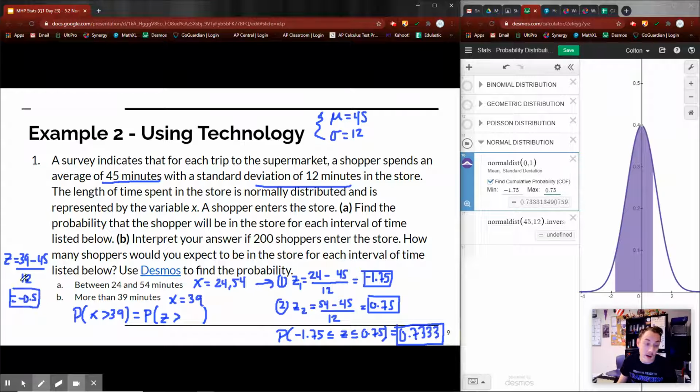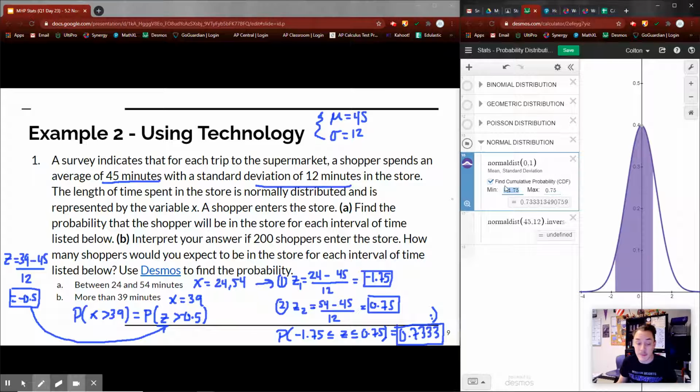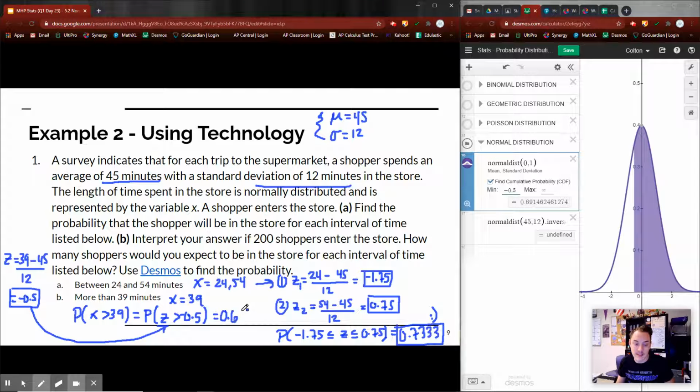So this is my z-score. It's not my answer, though. This right here, my probability, that's my answer. So I'm going to put negative 0.5 here. Now what does that mean? That's going to be my min, because I want greater than that. So I want greater than my z-score of negative 0.5. And so my answer is going to be 0.6914. This is my actual answer.